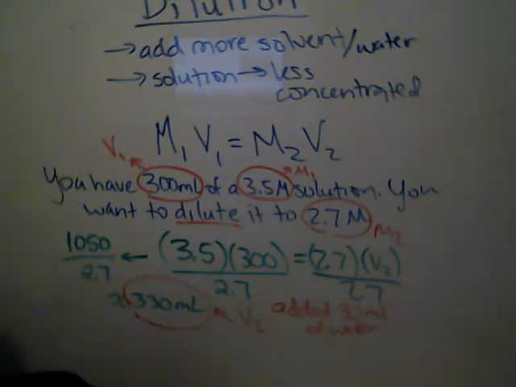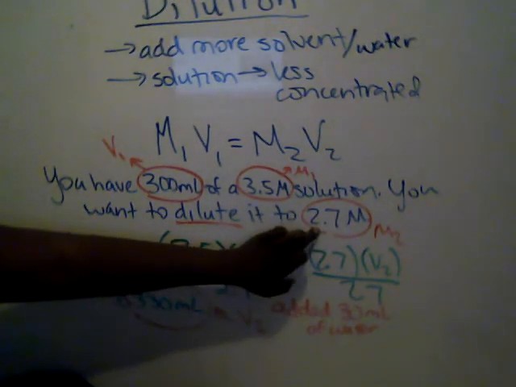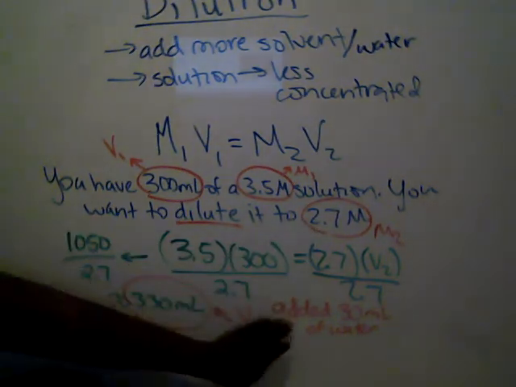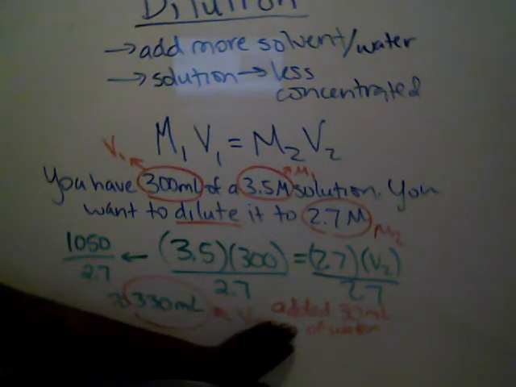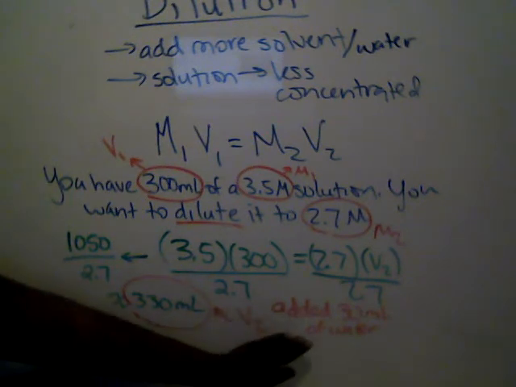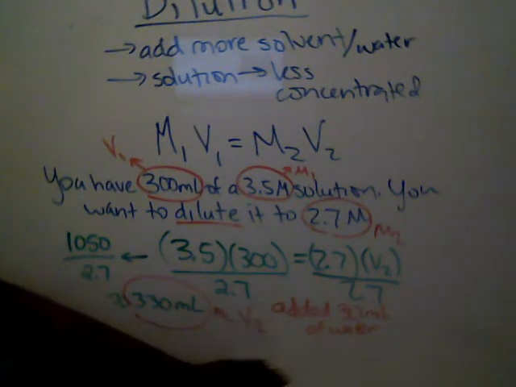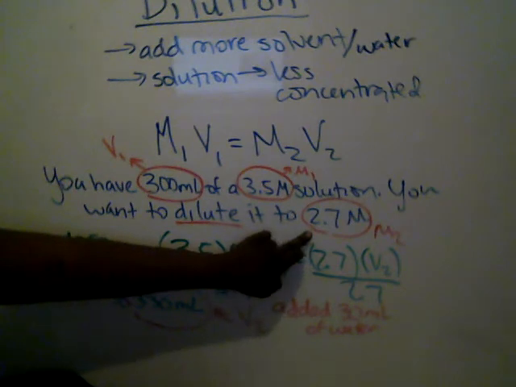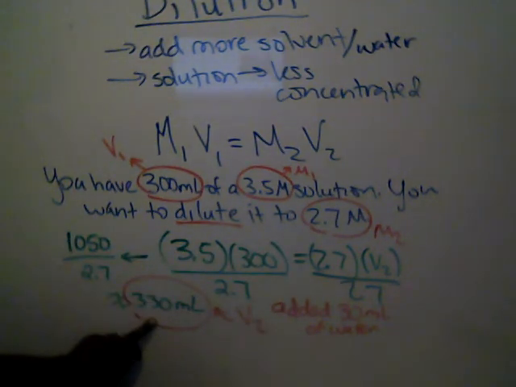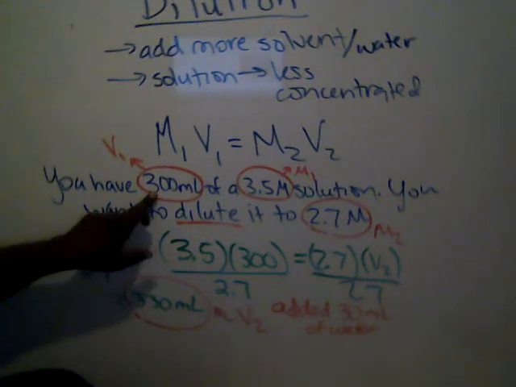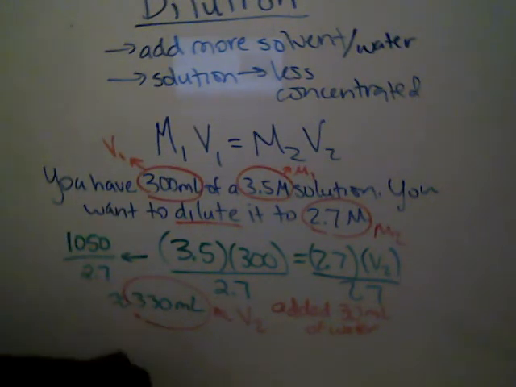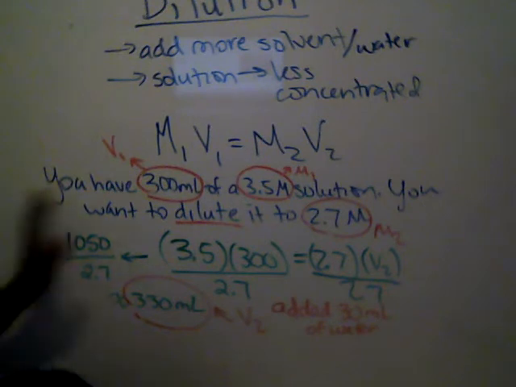But if the question says, describe how you would get this new molarity, then this would be your answer, because we're describing what we would do. Well, we would add 30 milliliters of water. And why do we know we need to add 30 milliliters of water? Well, because if we want this concentration, we have to have this volume. And in order to get this volume from what we started with, we would have to add 30 milliliters of water. So just be very careful with how they ask the question.